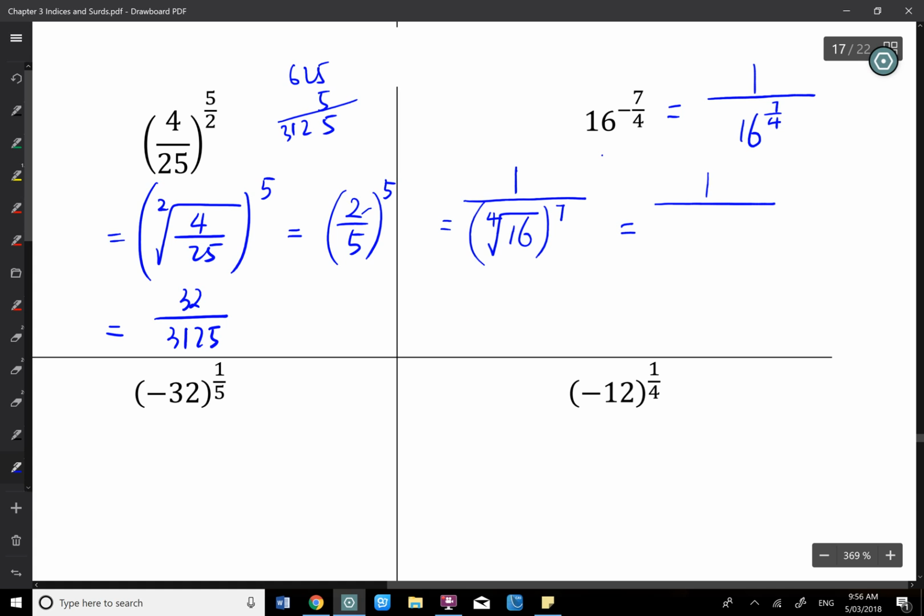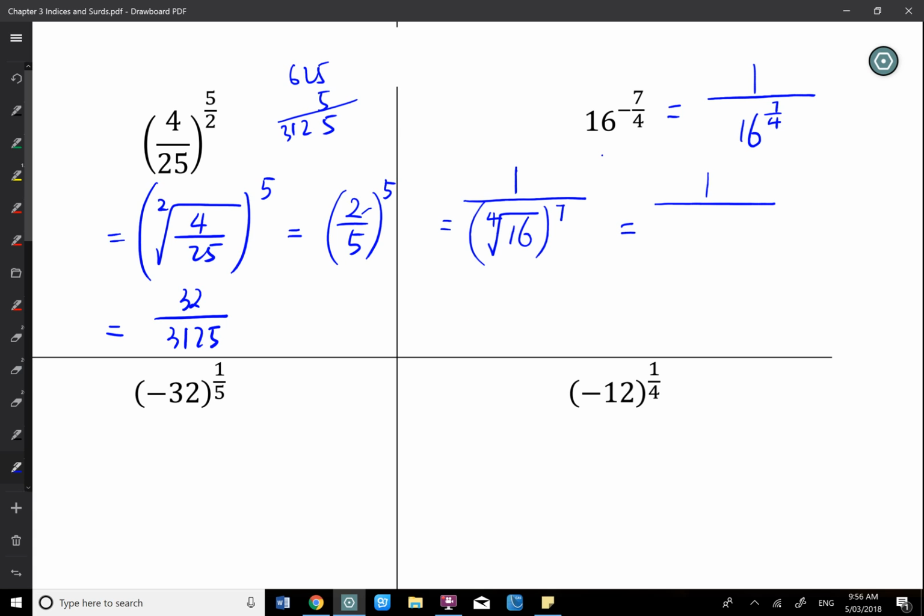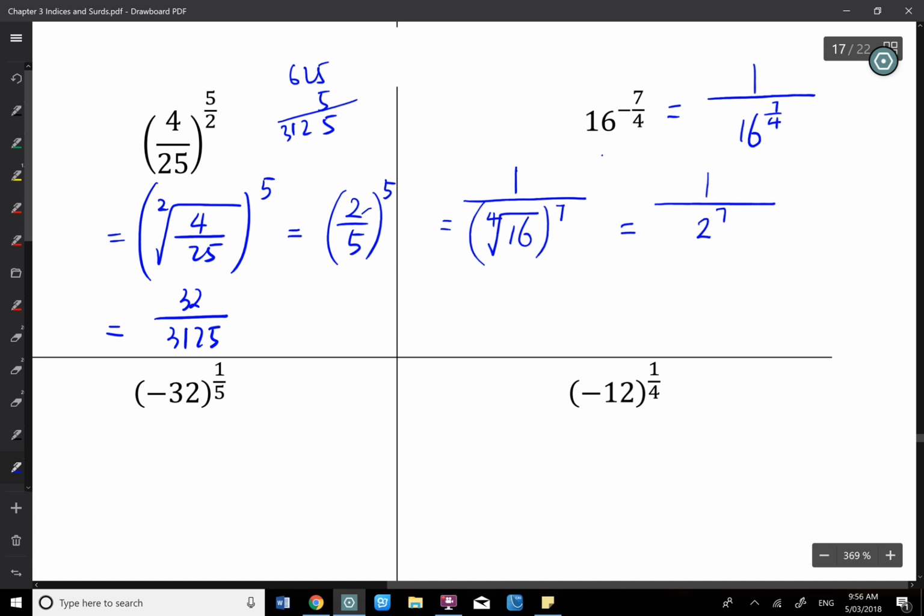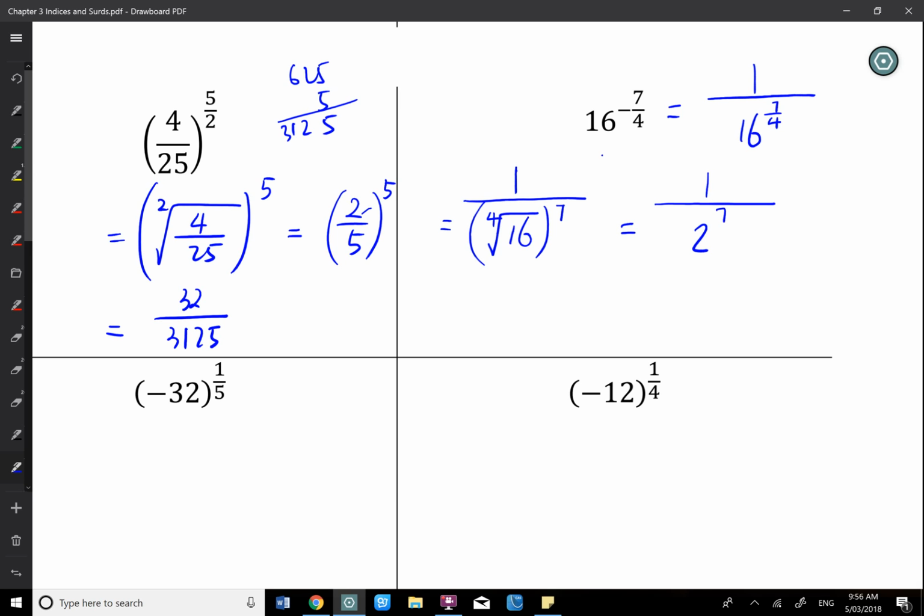What's the 4th root of 16? 2. It's 2 times 2 times 2 times 2 that gives you 16. 4 2s repeated, so one 2 comes out. So that's 2 to the power of 7. I'll leave the answer just like that, not going to expand it. So I know that's 1 over some large number here.